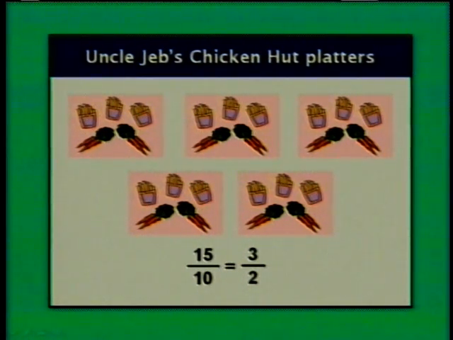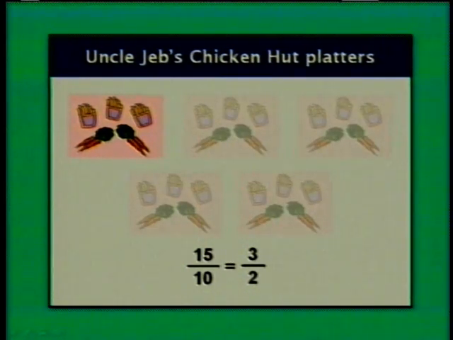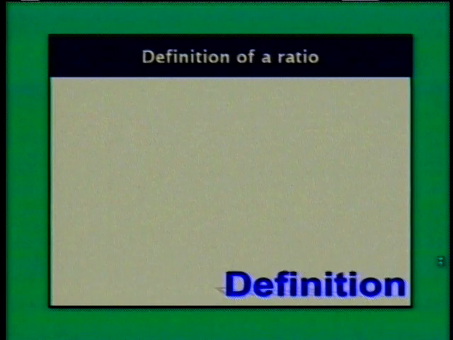Now on Friday, there were 15 fry orders to our 10 carrot stick orders. In general, there's 3 fry orders to 2 carrot stick orders. And it just turns out that 15 over 10 equals 3 over 2. These fractions, 15 over 10 and 3 over 2, are each called ratios. And this equation that says that the ratio 15 over 10 equals the ratio 3 over 2 is called a proportion. Now there's a whole lot of vocabulary there, so let's start digging into the vocabulary.